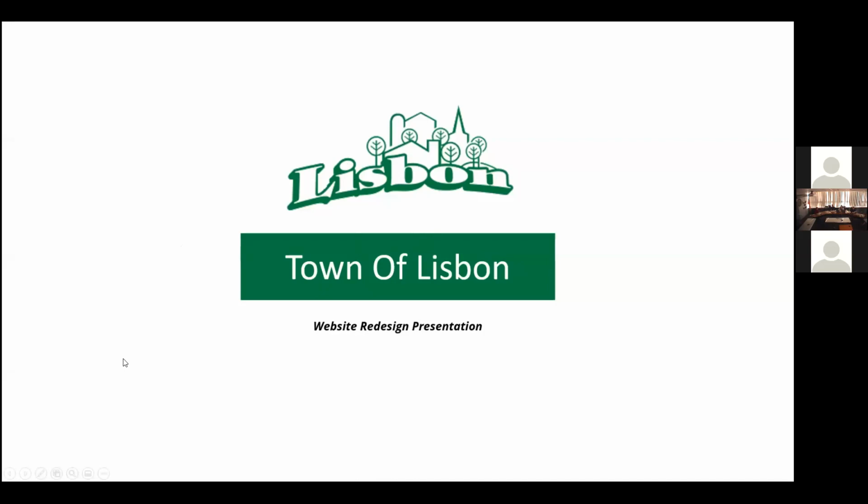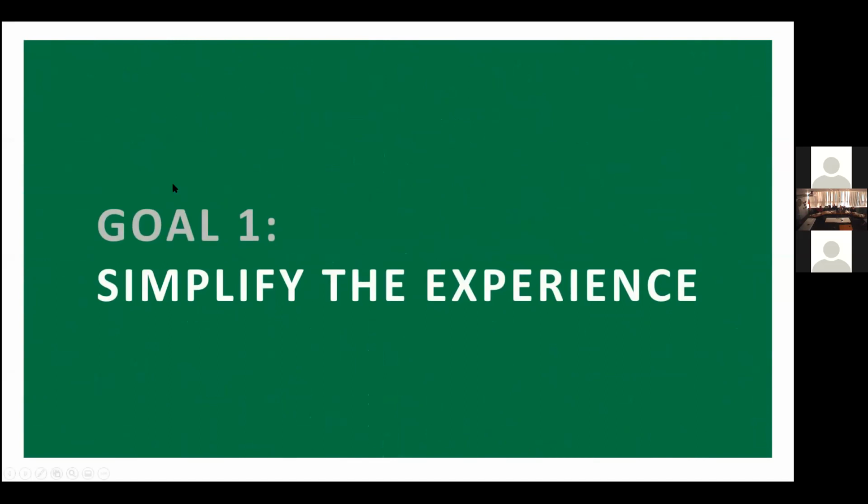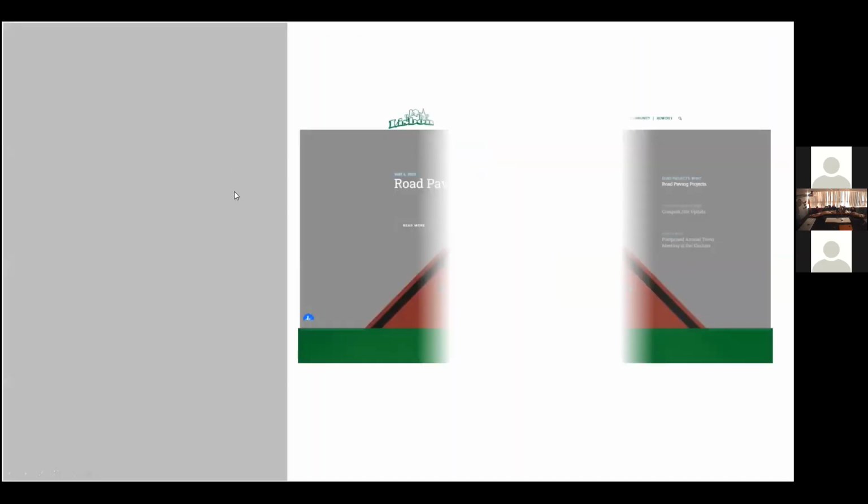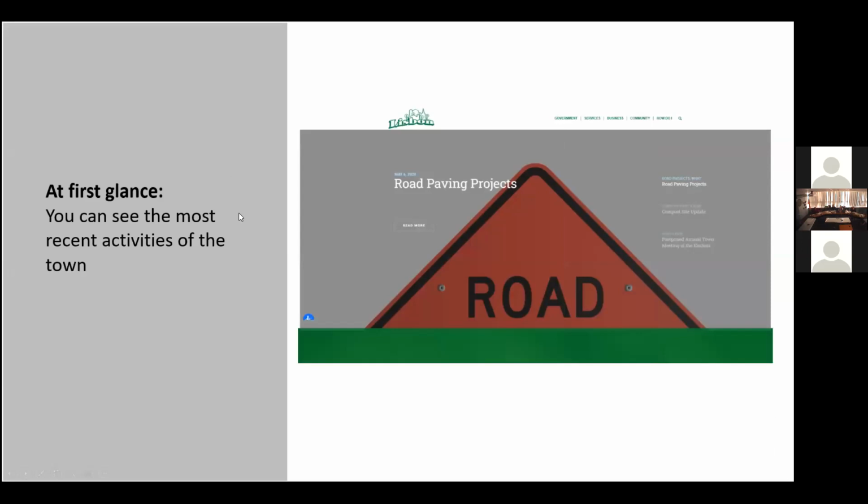So I just wanted to put together a quick presentation of what the website currently does, and then show you a few layouts that we had for the pages. So the first goal of the website when we redesigned it was to simplify the experience. And one of the big things that we realized is when people go on the website, you want to be able to see the most recent activities that's been going on. So we did that by having the main area on the homepage be about all the things that are going on, and they can click and read more if it's something that caught their attention.